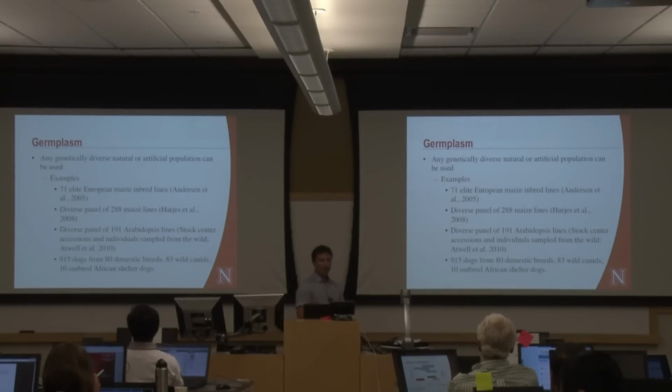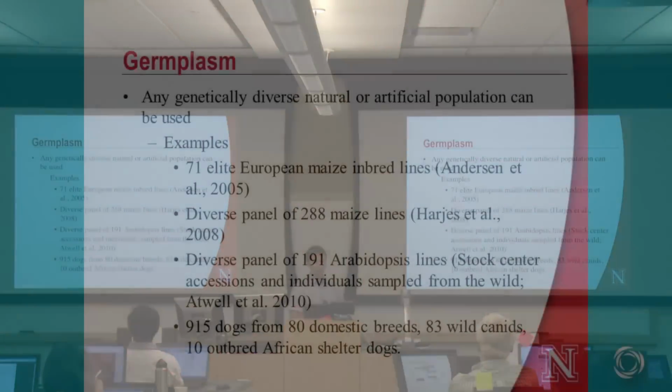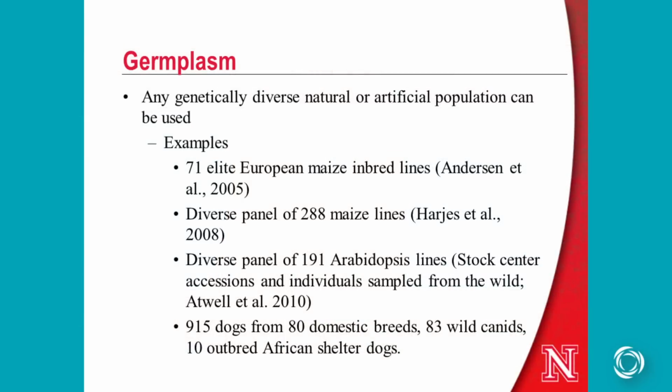So maybe examples of diversity panels that could be used for this analysis. One example is 71 elite European maize inbred lines, maybe a diversity panel of 288 maize inbred lines. Some Arabidopsis lines were used in this study by Atwell et al. in 2010. And maybe we want to take 219 or 15 dogs from across 80 domestic breeds and use that panel for an association analysis. Just some examples of the types of panels that are typically used in these types of studies.